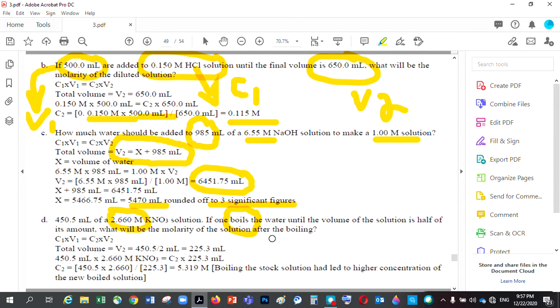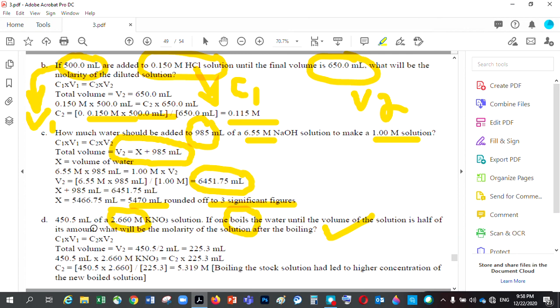What will be the molarity of the solution after boiling? This is very important. Boiling means it has to be more concentrated, not diluted. We are concentrating, not diluting. So the total volume here, again, you have to look at the total volume. So total volume is V2.